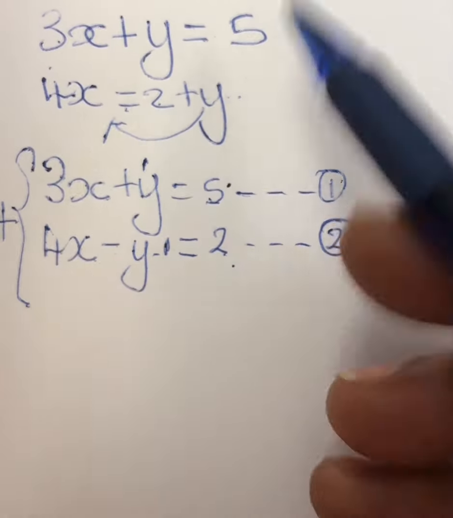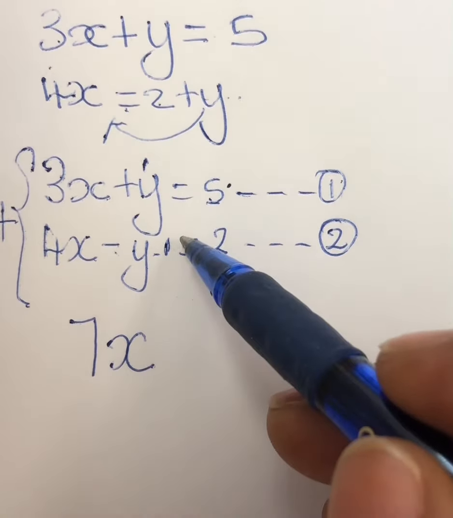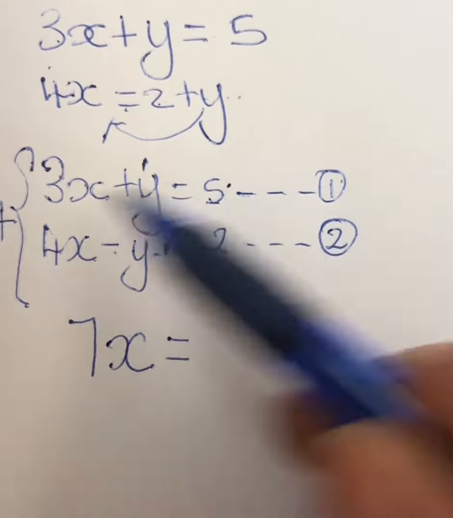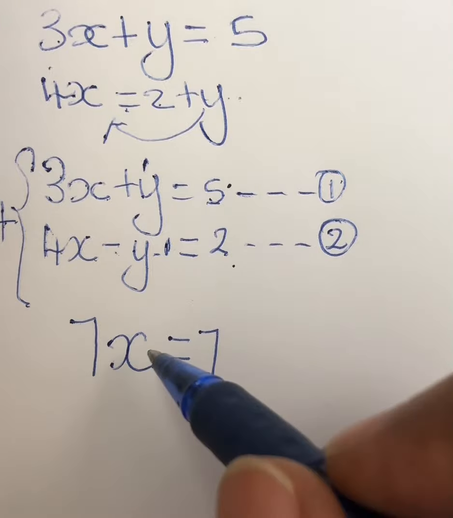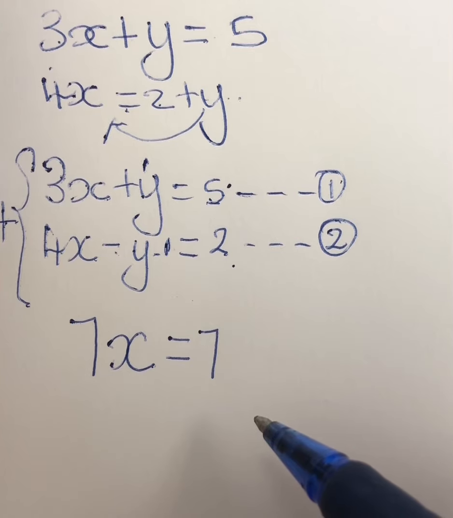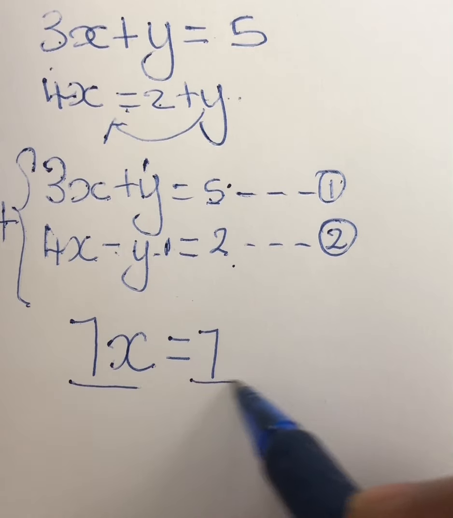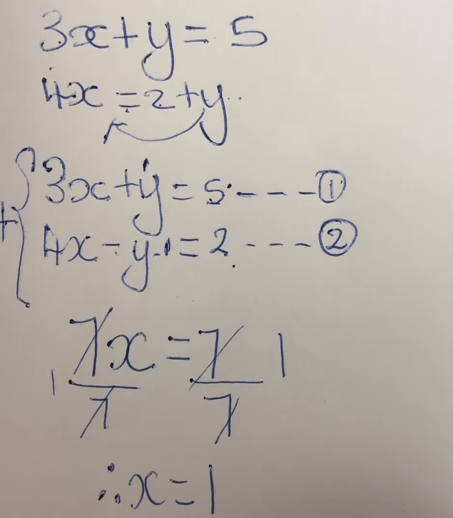3x plus 4x gives us 7x. 1 minus 1, 0. So that cancels out. And 5 plus 2 is 7. We now solve for x. We want the value of x to be 1. The value of x is 7. So we get rid of the 7 by dividing both sides by 7. It's an equation, so we must balance our equation. 7 into 7, 1. 7 into 7, 1. Therefore, x is equal to 1.